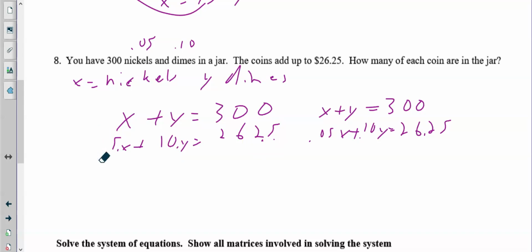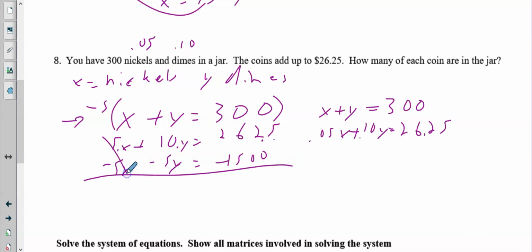Okay. And then you just choose what you want to get rid of by multiplying this one here by negative 5 or negative 10. I'm going to do negative 5. That's going to give me negative 5x, negative 5y equals negative 1,500. That's going to give me 5y equals, so 2625 minus the 1500 is 1125.